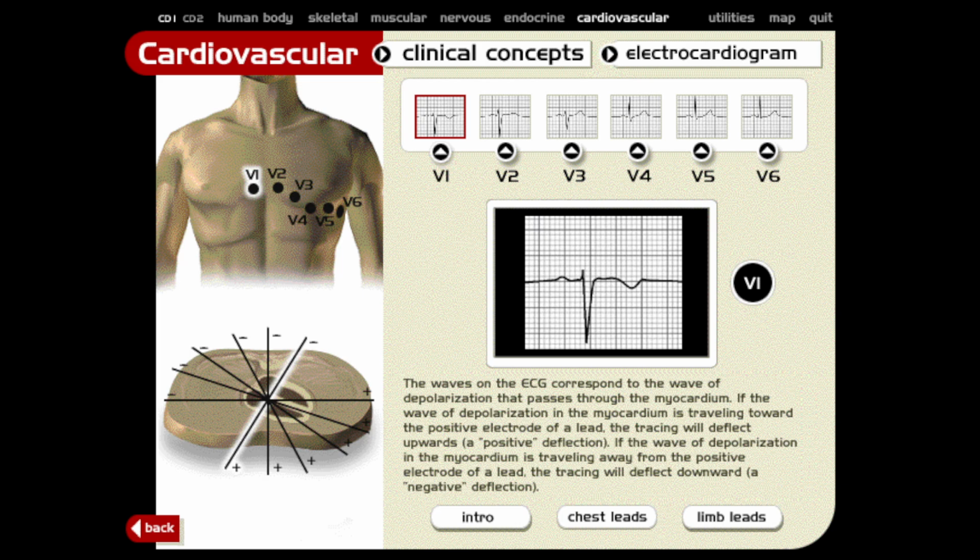The waves on the ECG correspond to the wave of depolarization that passes through the myocardium. If the wave of depolarization in the myocardium is traveling toward the positive electrode of a lead, the tracing will deflect upwards, a positive deflection. If the wave of depolarization in the myocardium is traveling away from the positive electrode of a lead, the tracing will deflect downward, a negative deflection.